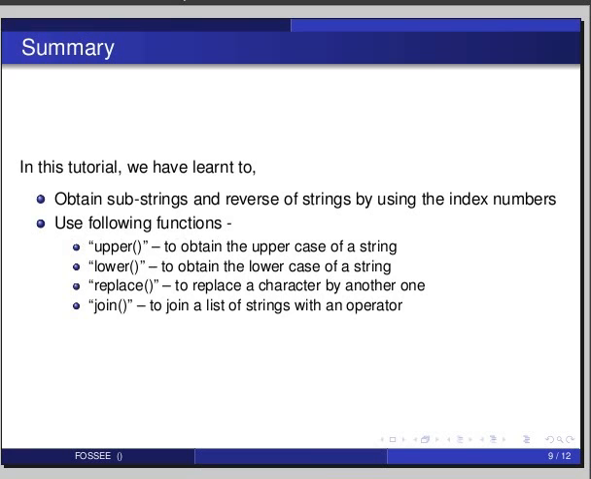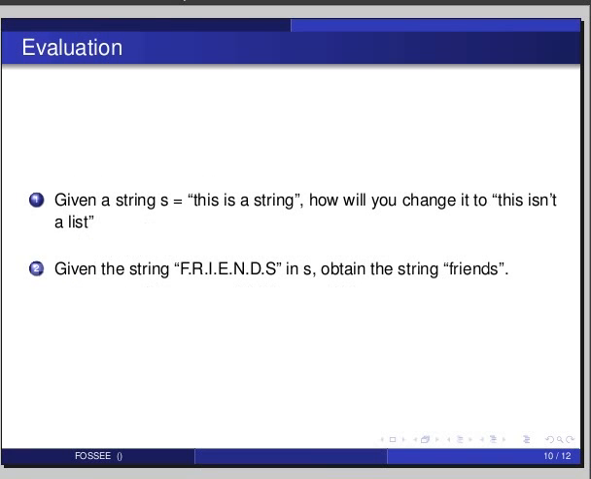So now this brings us to the end of this tutorial, and in this tutorial we have learned to obtain substrings and reverse of strings by using the index numbers. Second, to use the following functions: upper function to obtain the uppercase of a string, lower function to obtain the lowercase of a string, replace to replace a character by another one, then join to join a list of strings with an operator.